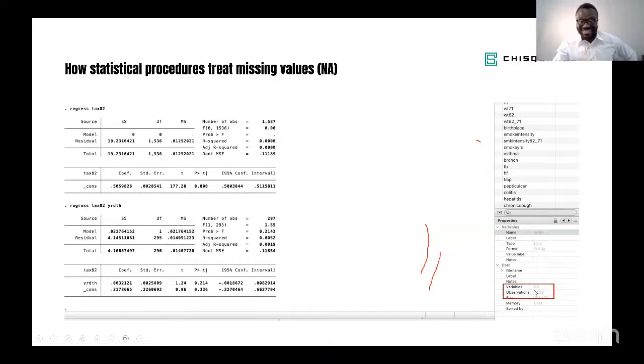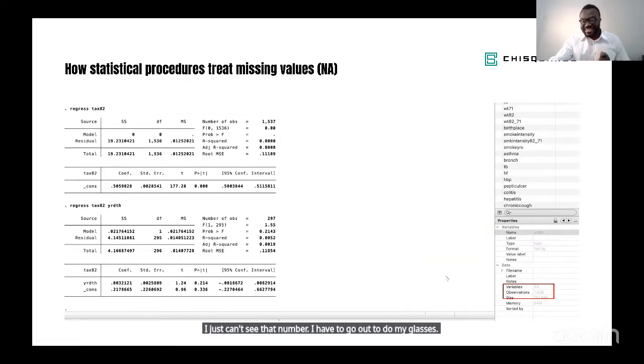I just can't see that number. I have to go and change my glasses. Can somebody read out that number for us, please? You know, it's so tiny I can't see it. 1629. Okay, 1629. Thank you very much.